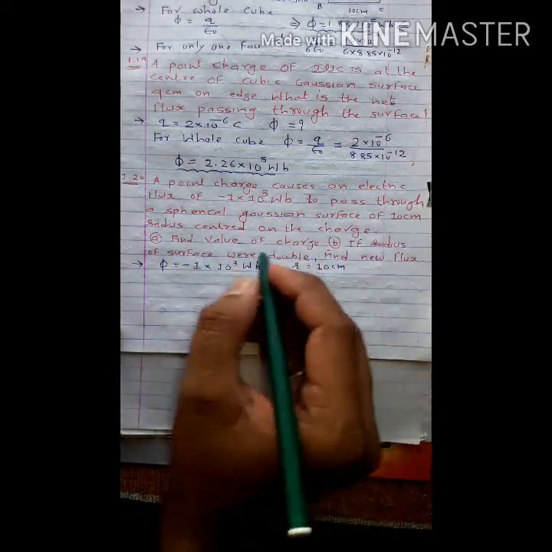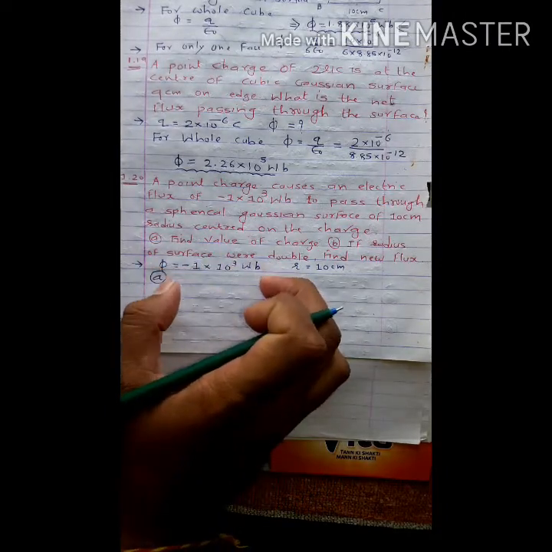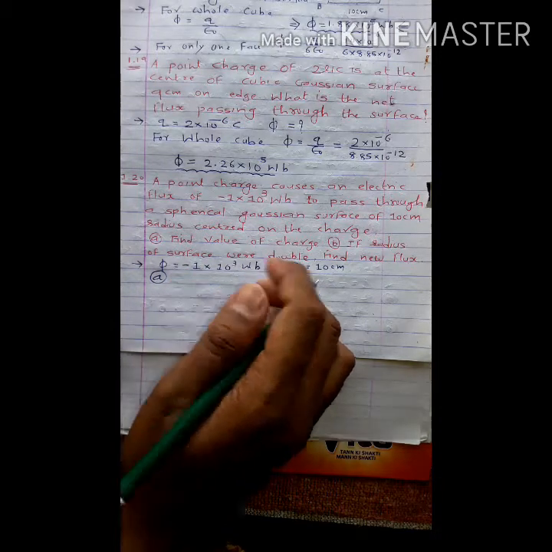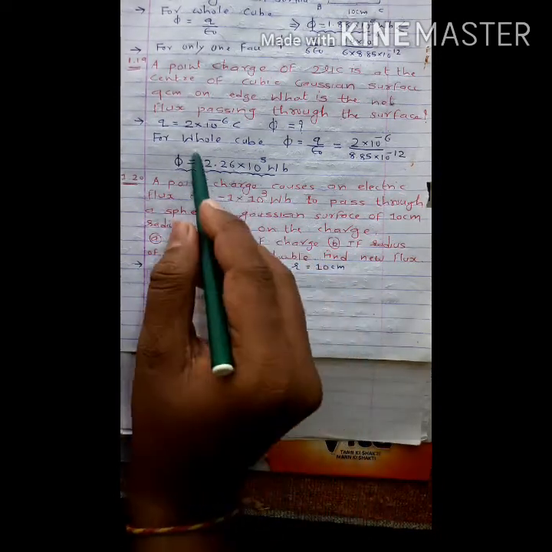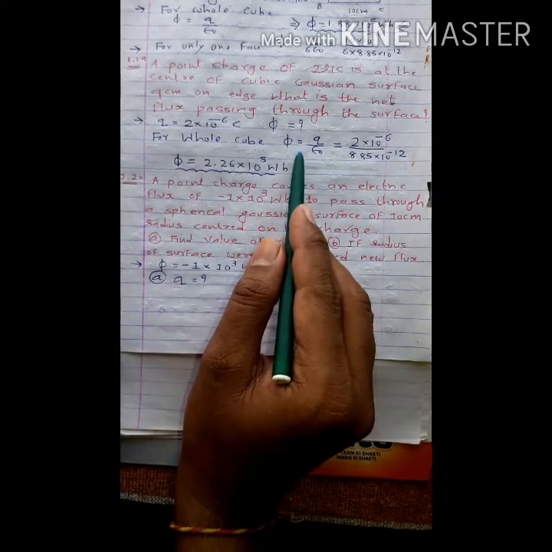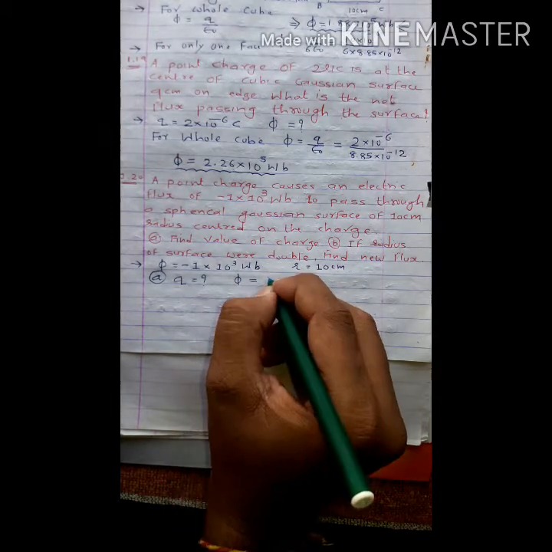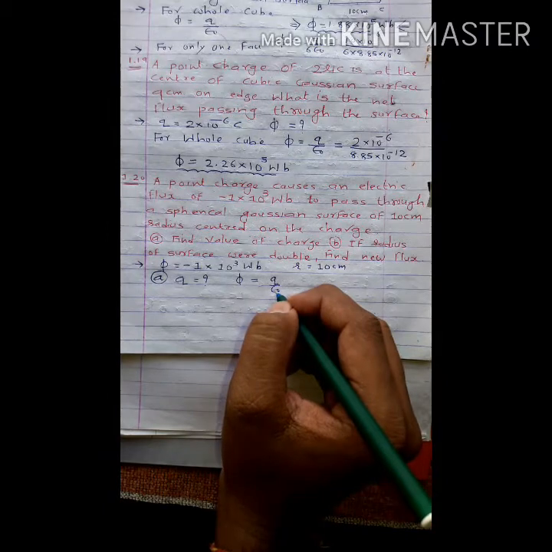Part A, find the value of charge. First, here we have the value of electric flux passing through the surface, and we want the value of charge Q. So here we will use the equation of Gauss law. According to Gauss law, phi is equal to Q upon epsilon 0. So now make the equation for Q.